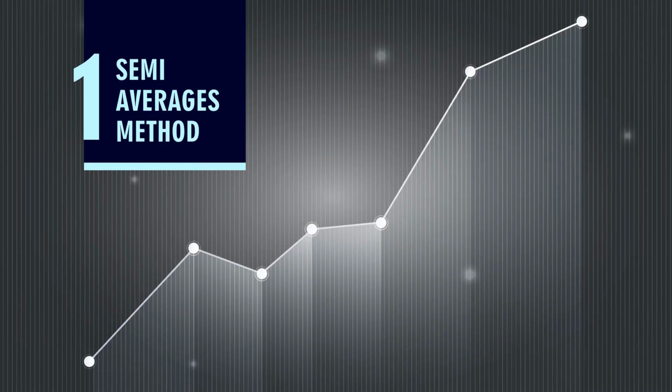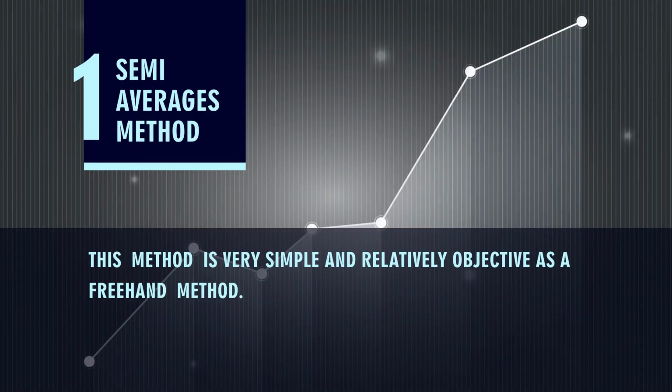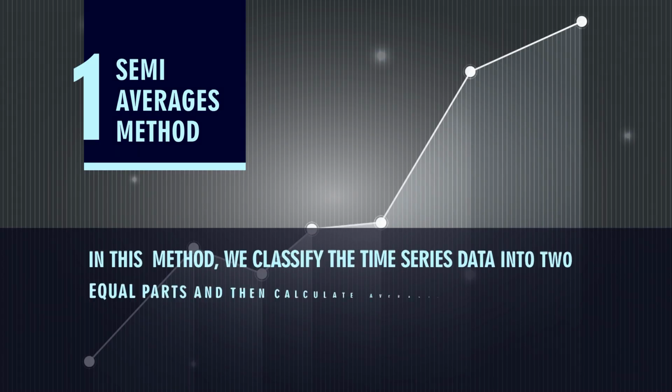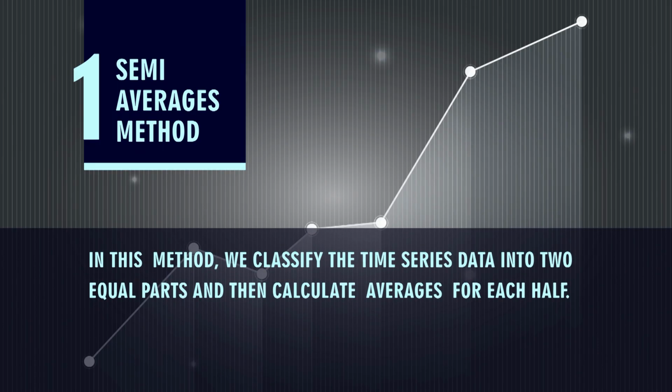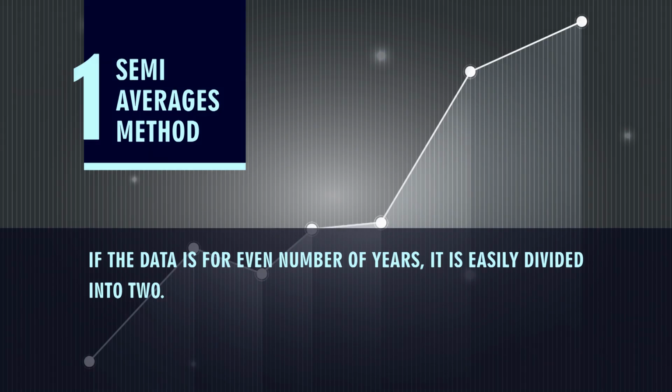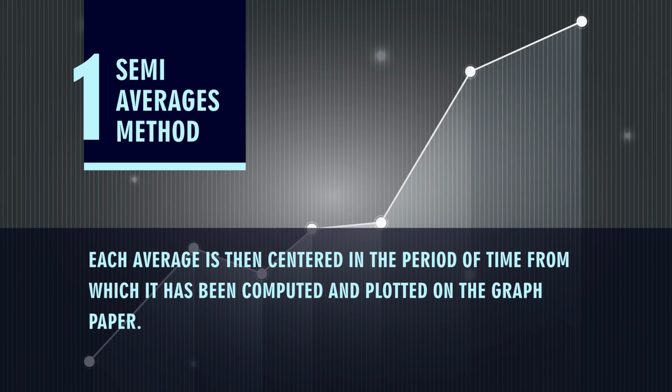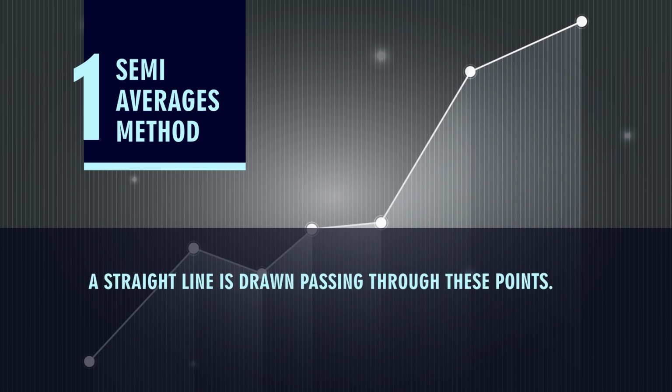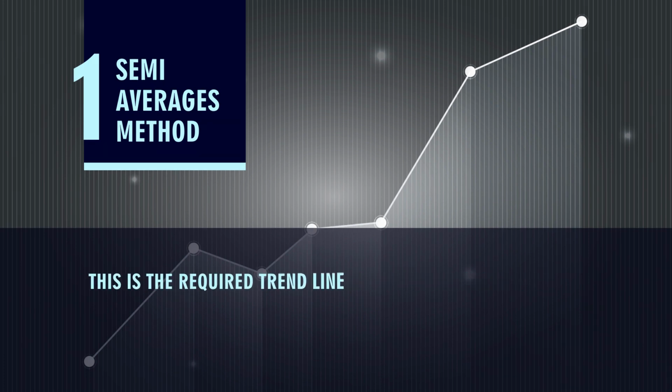What exactly is this semi-average method? This method is very simple and relatively objective compared to the freehand method. In this method, we classify the time series data into two equal parts and then calculate averages for each half. If the data is for an even number of years, it is easily divided into two, and each average is then centered in the period of time from which it has been computed and plotted on the graph paper. A straight line is drawn passing through these points, and this is the required trend line.